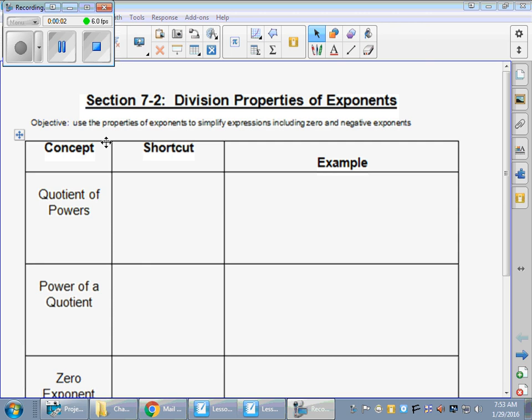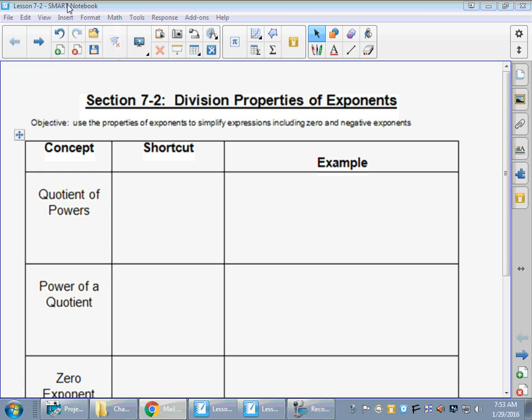Hello, everybody. Welcome to Chapter 7, Section 2, the division property of exponents. Today we're going to use those same properties or different properties of exponents as Section 7.1, and we're going to simplify expressions that include division or quotients or fractions. And then we got to talk about zeros and negative exponents.